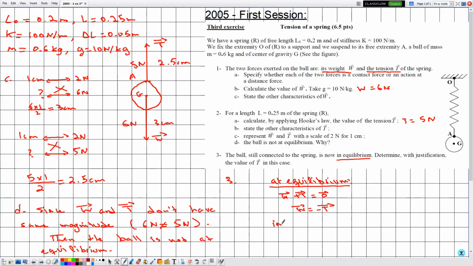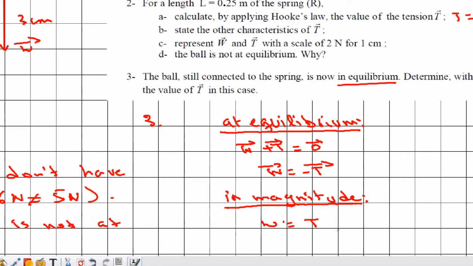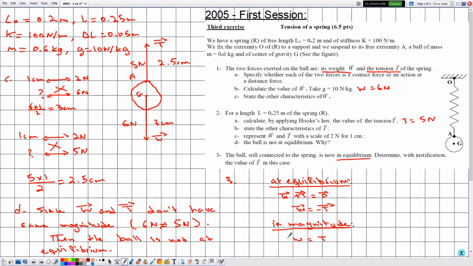Since we are interested in calculating the magnitude, or the value of T, then let's say in magnitude, now in magnitude the weight is equal to the tension, so here we drop the vectors and we remove the minus sign. But we know that the value of W didn't change, and this is because we didn't change the mass, which is given by 6 newtons. Then in this case, the value of the tension T is given by 6 newtons.